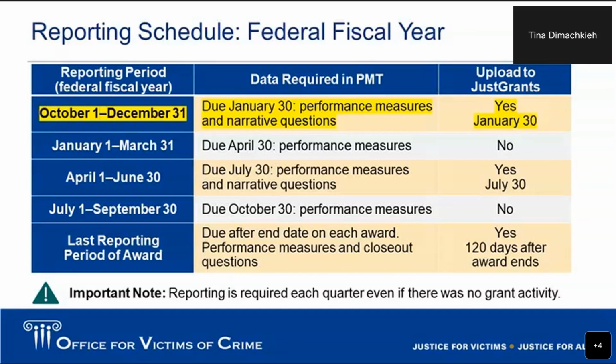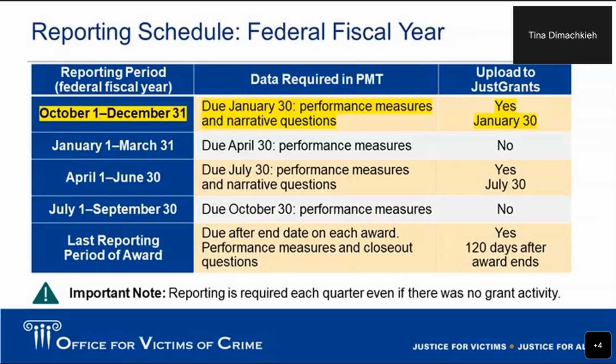Here are the other 3 quarters: January to March, it's due by April; April to June, due by July; and then July to September, due by October. And then that last reporting period, that's where you have that final report that I mentioned in the previous slide. As you see here, each quarter is 3 months, so 90 days, and you have 30 days to complete reporting for that quarter after it closes.